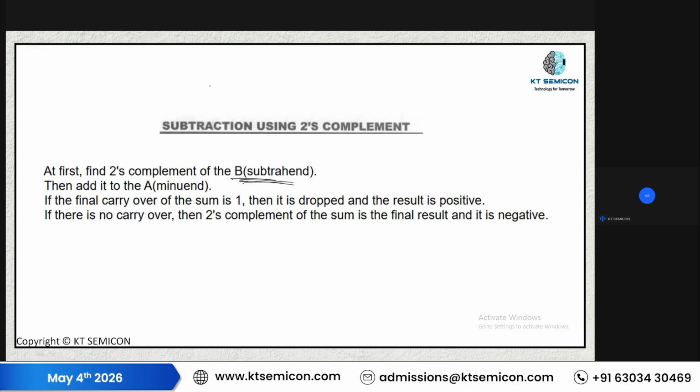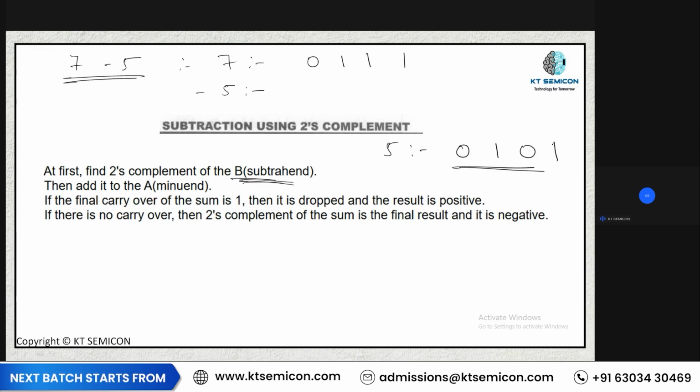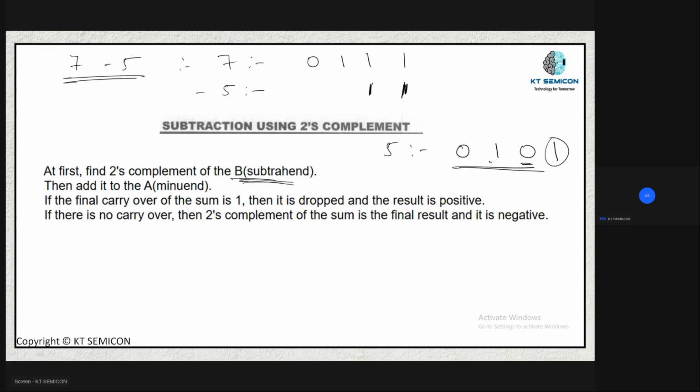For example, let's see one example. Let's say I'm going to subtract 7 minus 5. Now, 7 is written as it is, that is 0, 1, 1, 1. And coming to minus 5, 5 is normally written as 0, 1, 0, 1. Now, what is minus 5? Apply the 2's complement directly. So we have 1 over here, we write it down as it is, and for the 0, we take the 1's complement, and this is nothing but 0 and 1.